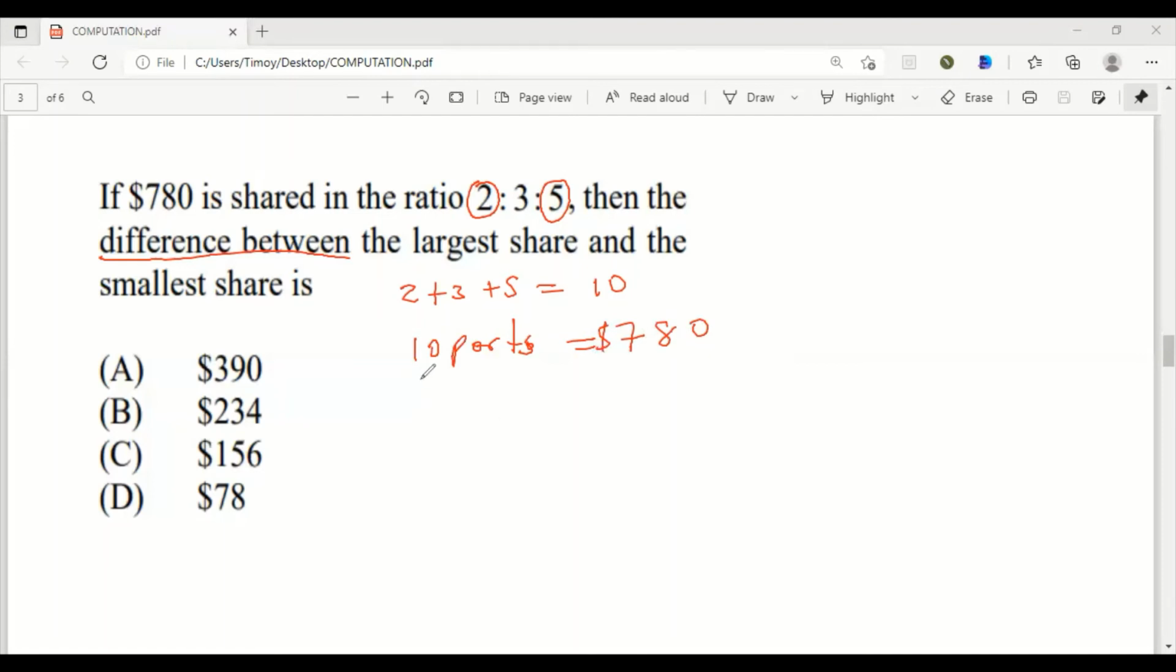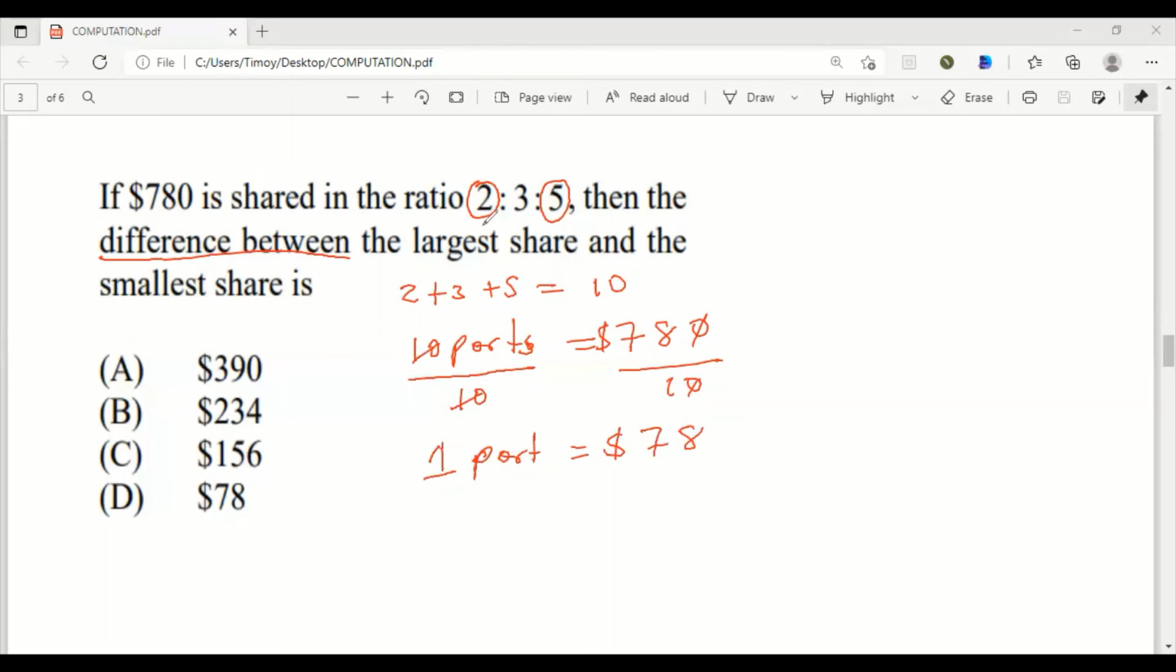All we need to do here is to divide both sides by 10. So if we divide both sides by 10, you can see that 10 into 10 will give us 1. So therefore, 1 part out of the 10 is going to equal 780 divided by 10, which will just give us $78. Right? So 1 share represents $78.